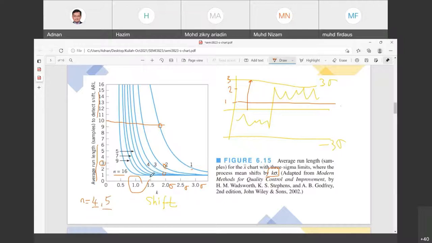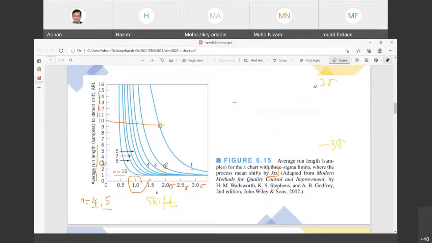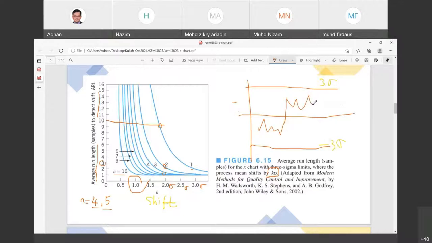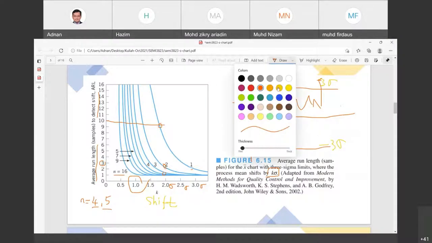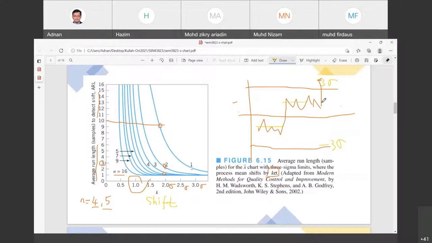If you take 5 or 4, for example, you are detecting a shift of 1.5. Where is the shift of 1.5? A shift of 1.5 will be in the middle half of the control chart. This is the middle, this is 3. So now let's say you are running a process, it's running, and suddenly the shift happens like this. So there will be a point outside. Assuming this shift is, let's say I take this easy number here, 2. Let's say the shift here is happening at 2, the shift from here to here, at 2 sigma shift.